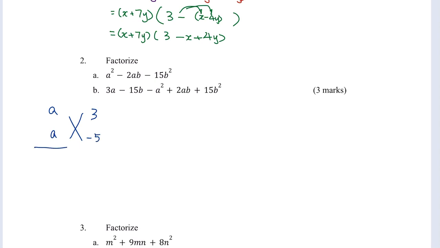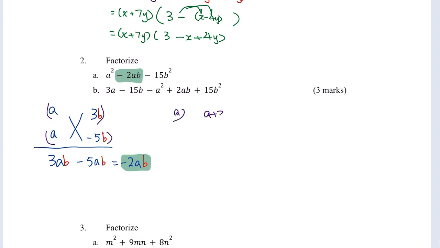Now let's check if this is correct. 3 times a first, which is 3a. Negative 5 times a is negative 5a. And then 3 minus 5 is negative 2a. Am I correct? No, the reason is there is a b square here as well. So that means you should also be adding b's to it. Okay, now am I correct? Because this one in the middle is the same as this one here. If that is the case, then this is your answer. So your part A will be a plus 3b, a minus 5b.